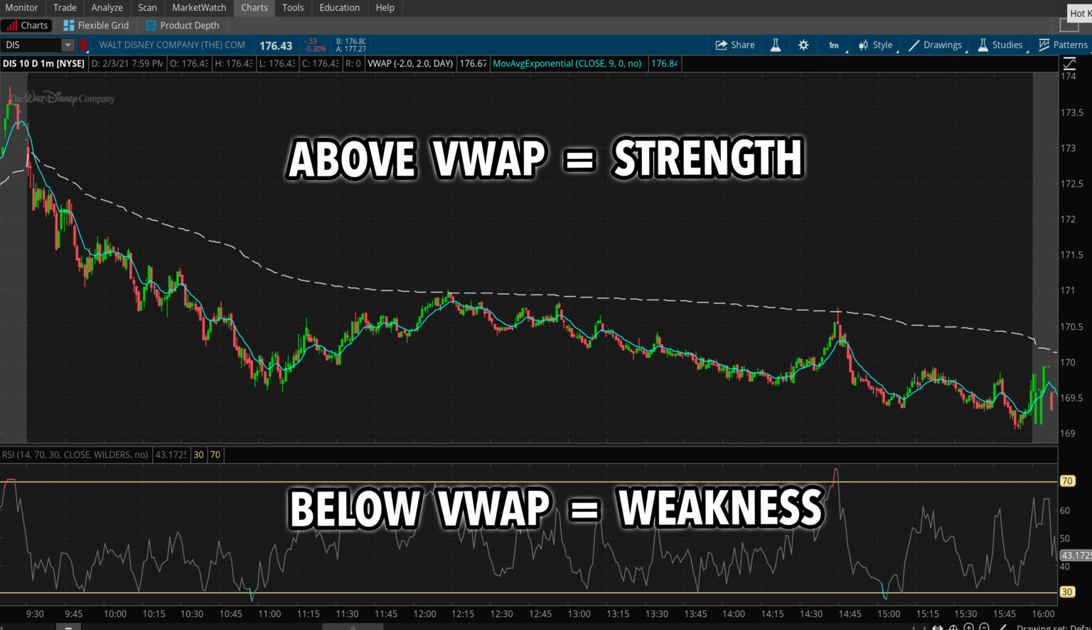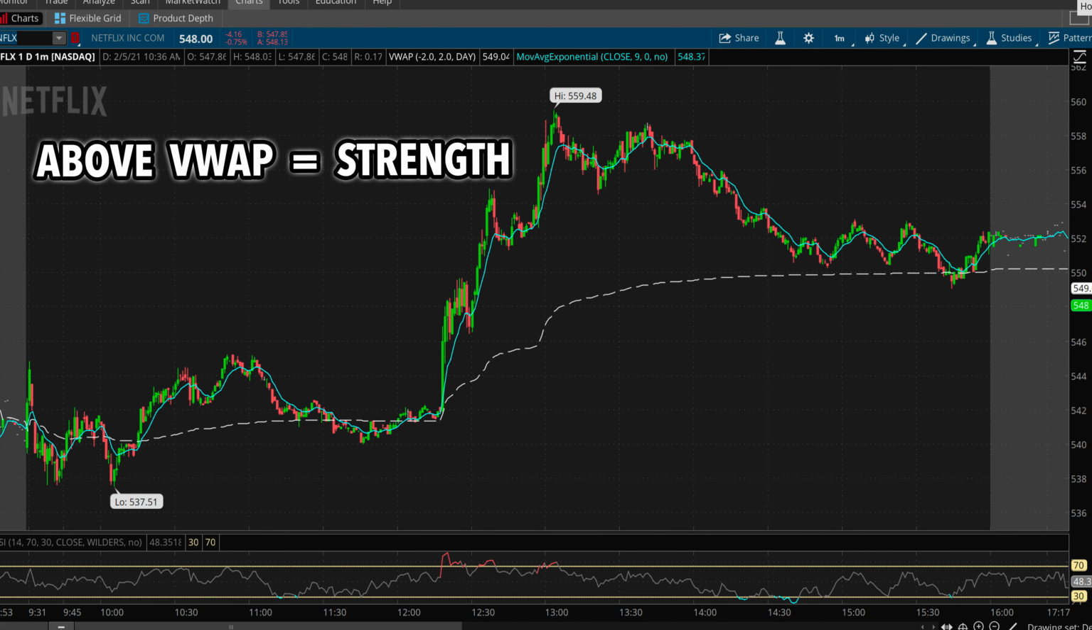And the final way to use VWAP is to determine the overall strength or weakness of a stock over a certain period of time. Just remember this, above the VWAP equals strength. Below the VWAP equals weakness. This should be pretty easy to spot. For day trading, keep in mind that any stock which has trended above the VWAP for the previous 2 days is showing strength, and thus you should be considering trading that stock to the long side.